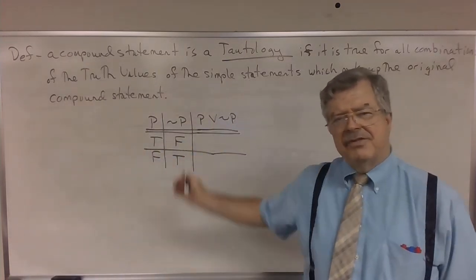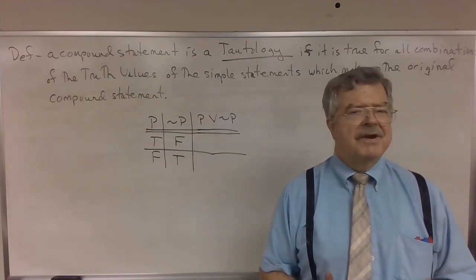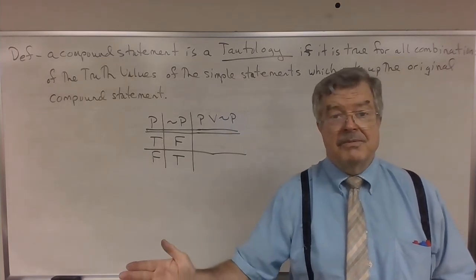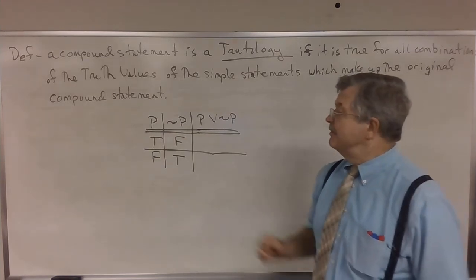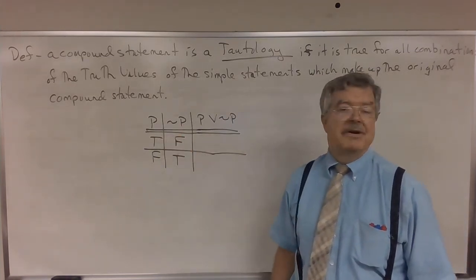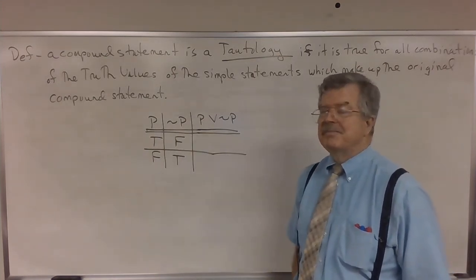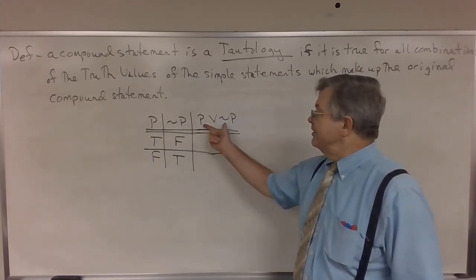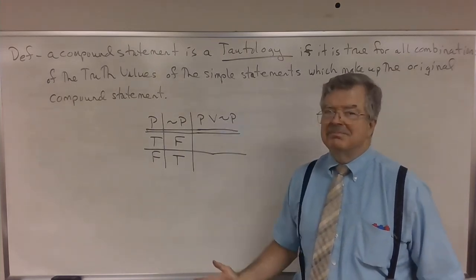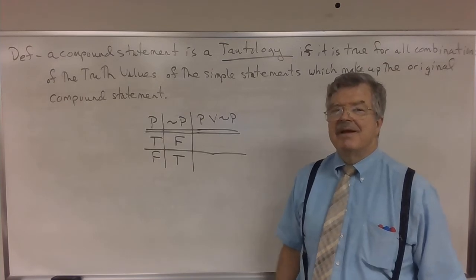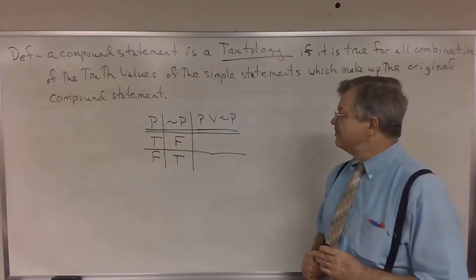And it makes sense that this would be a tautology because remember the definition of a statement? It's a phrase or a sentence that's either true or it's not true, but not both. So P is either true or it's not true. And when it's not true, its negation is true. Now, this says either P is true or it's not true. It's got to be true, right? All the time.